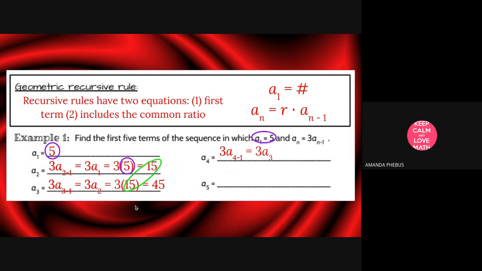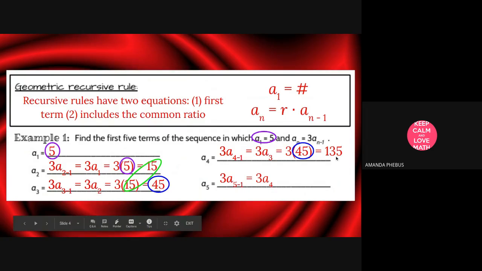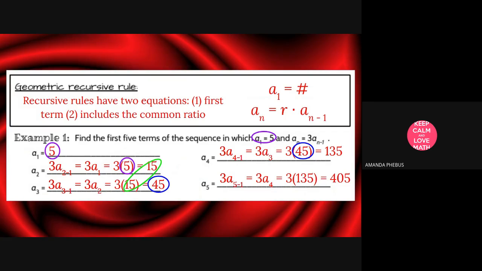And a sub 3 was that last number that we found. A sub 3 is 45. So we're going to have 3 times 45, and that's 135. And yes, those 45s are the same 45s. A sub 5 is going to be equal to 3 times a sub 5 minus 1. And so that 5 minus 1 is going to reduce down to a 4. So we've got 3 times a sub 4. And a sub 4 is that last number that we just found. So we really want to take 3 and multiply it by 135, and we get 405.